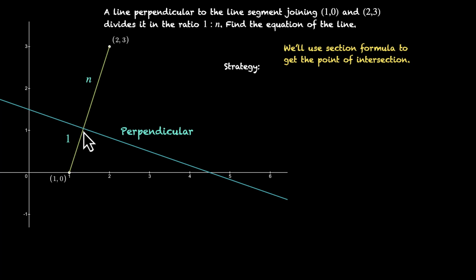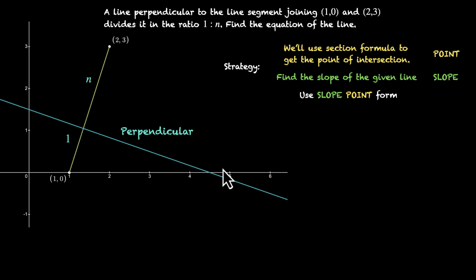What else can we do? Well, we can figure out the slope of this perpendicular using the slope of this line segment. So we can find the slope of the given line and use it to find the slope of the required line. Because these two are perpendicular, their slopes will be related. So the first step will give us the point and the second step will give us the slope. Using both of these, we can use slope point form to get the equation. Do you want to pause the video and try this on your own? Okay, let's do this together.